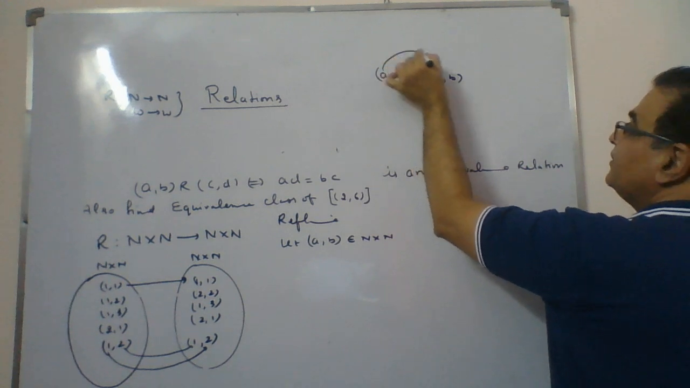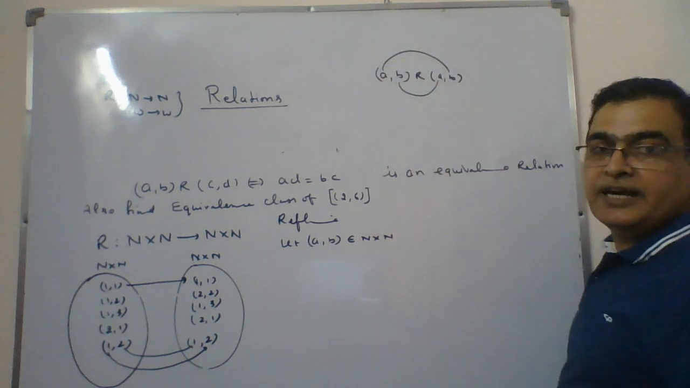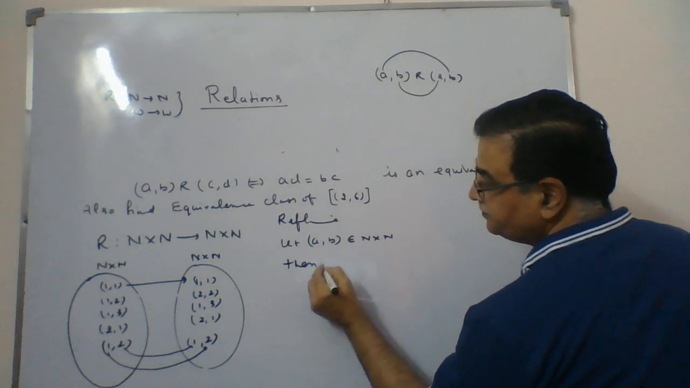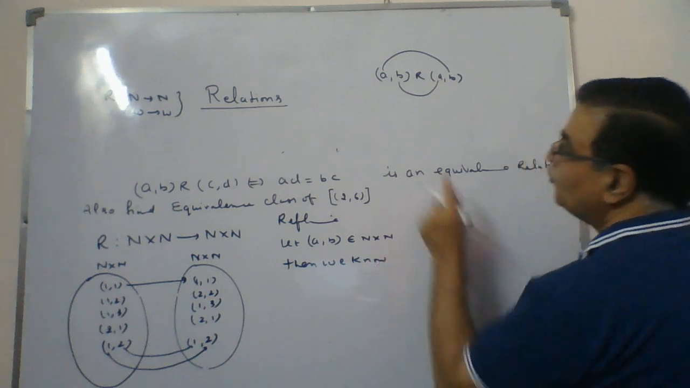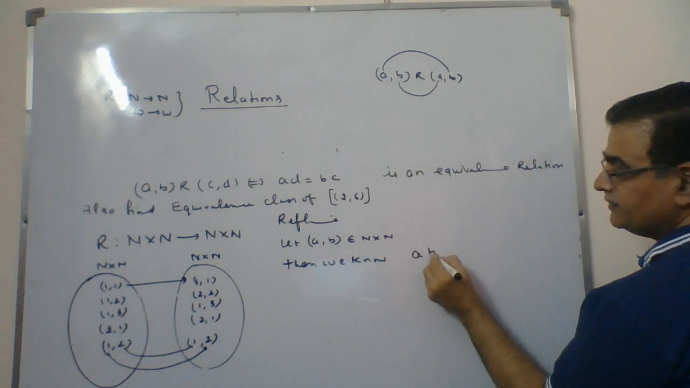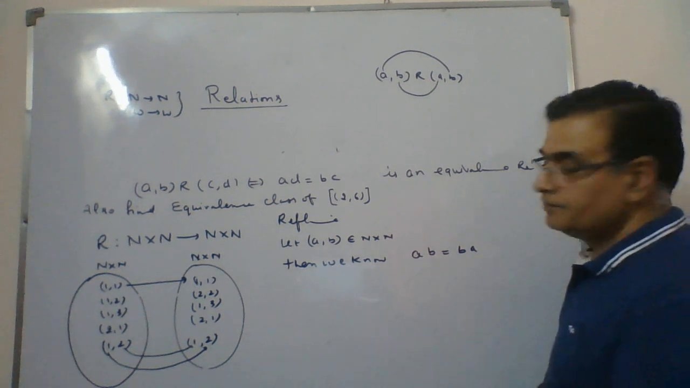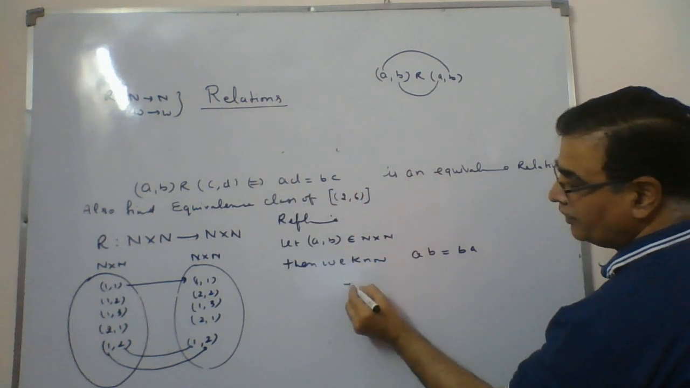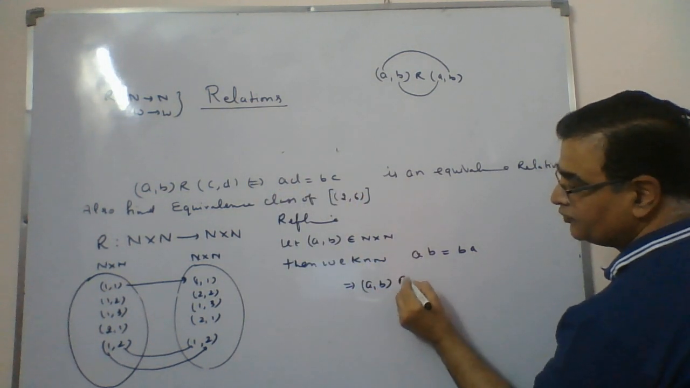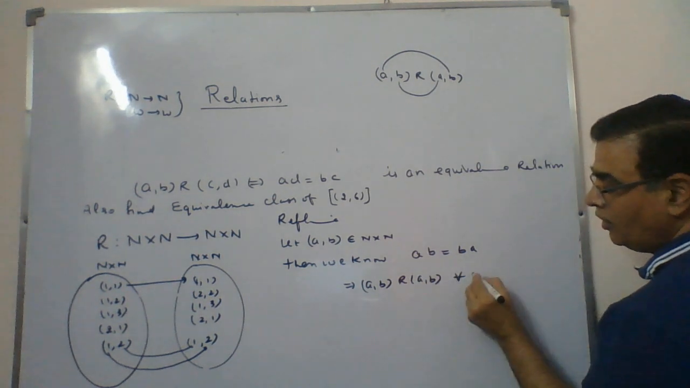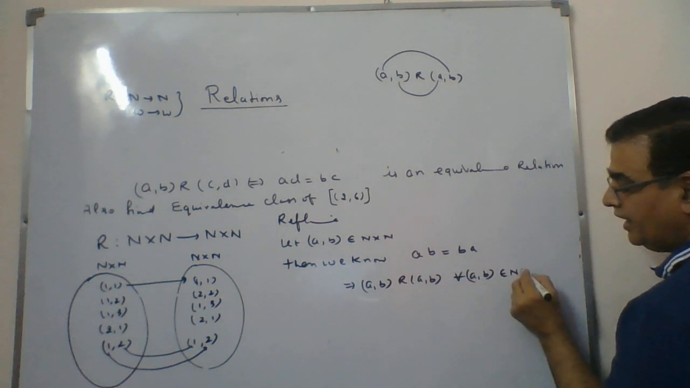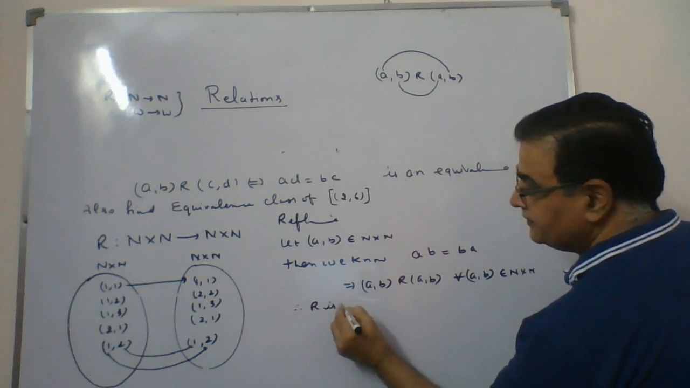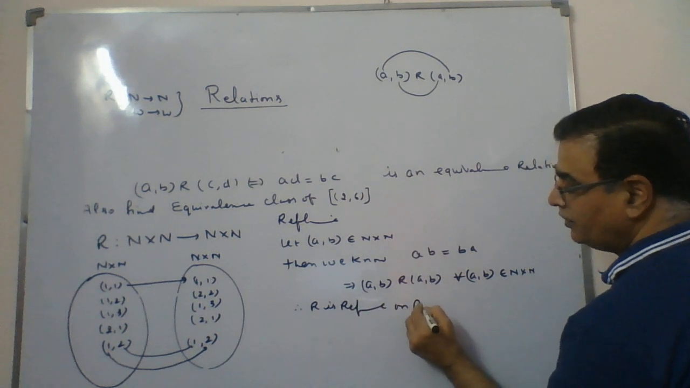Then one thing is clear, that this is ab and this is ba, and as they are natural numbers, they are clearly the same. So we know ab is equal to ba, and as soon as ab is equal to ba, what does it mean? It says (a,b) relates with (a,b) for all (a,b) belonging to N cross N. Therefore, R is reflexive on N cross N.